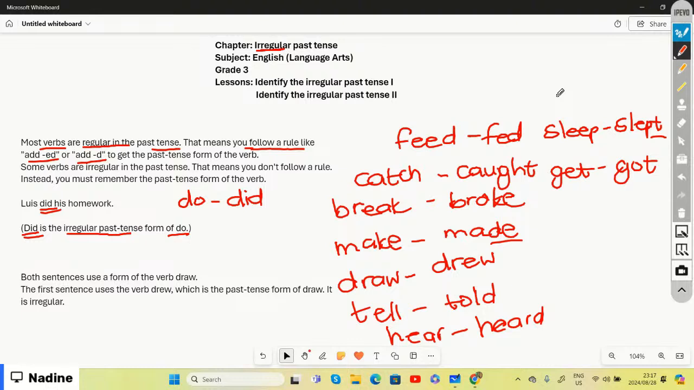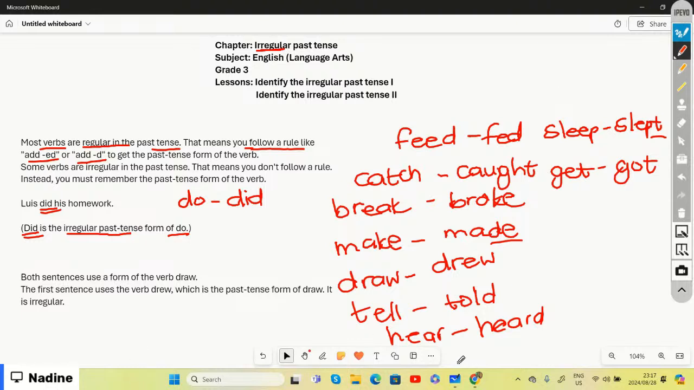Make and made. Draw. In the past, I drew. Tell now. I told you. Hear. I hear you, but yesterday I heard you. Sleep, and the past is slept. And to get, and in the past I got. So these are our irregular past tense.